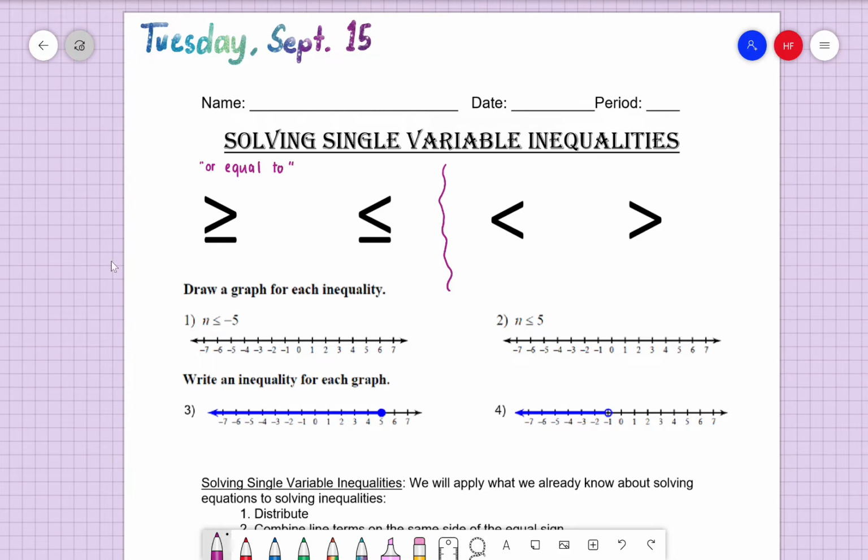So here, this first one is greater than. And now we add or equal to. Here on the right, we've got less than or equal to. And then on this right side of that line that I drew, we've got less than and greater than.